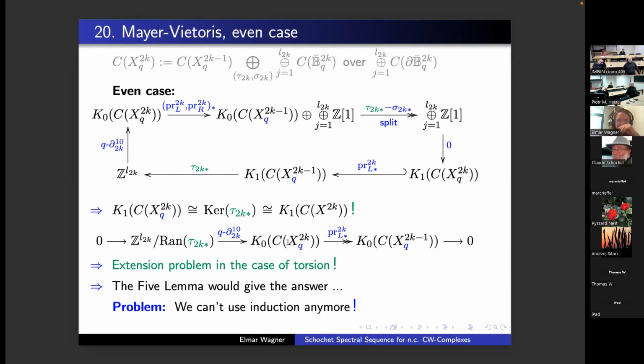If I go to the K0, same extension problem. Now I have the range from tau. Now I know that's the same by assumption. It's the same groups. But since I don't know if K0 to K minus 1 has torsion, and here we have torsion, we don't know anything about the middle. So the same thing happens. Induction fails. But here we see the only thing we need by the 5 lemma, so these on the corners are the same groups.